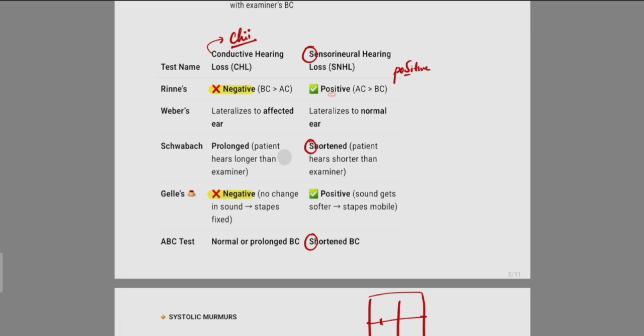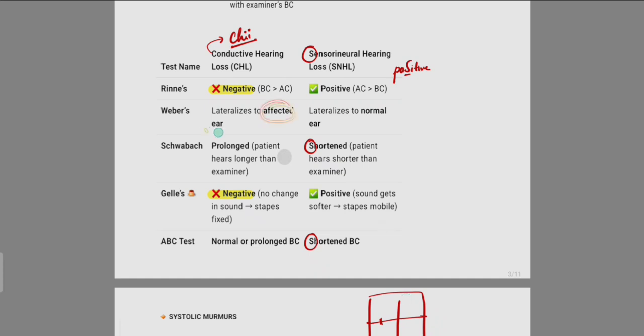Wherever it's positive, you see positive has an S in it, so sensory neural hearing loss also has an S in it, so this will be positive here. Wherever it's positive, it is sensory neural hearing loss along with normal. And then in the Weber's also, it gets lateralized to the affected ear. Now we know the concept as well here. It's not that we are learning with no concept at all.